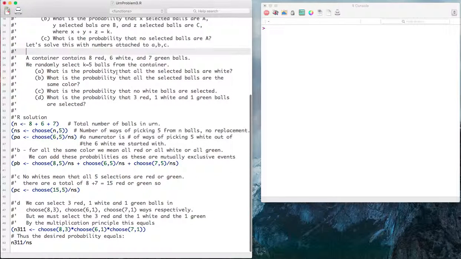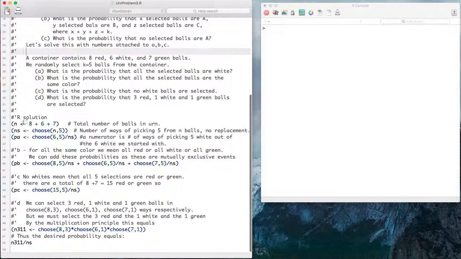A container contains 8 red, 6 white, and 7 green balls. We're randomly selecting K equals 5 balls from the container. A few questions. What's the probability that all the selected balls are white? What's the probability that all the selected balls are the same color? What's the probability that no white balls are selected? What's the probability that 3 red, 1 white, and 1 green balls are selected?